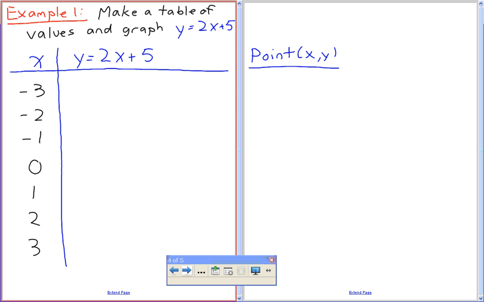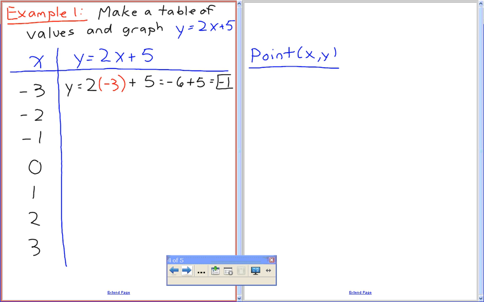So now, everywhere you see an x, you're going to plug in a -3. So you're going to say y equals 2 times -3 plus 5. Everywhere there's an x, it was changed to a -3. Kathleen, what is 2 times -3? Hopefully you said -6 plus 5 equals -1.